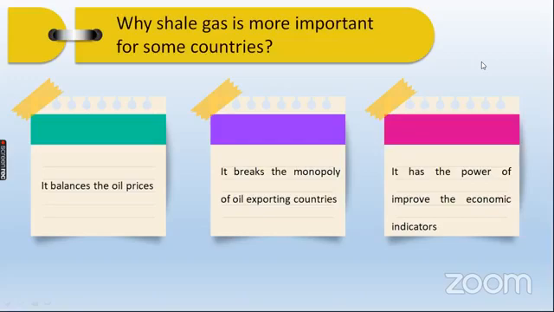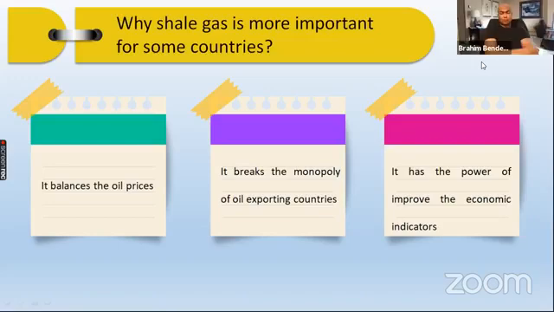And the last benefit, it has the power of improved economic indicators. So according to the Open Government Partnership, it's expected that shale gas production will increase competition and reduce the imported energy dependence in the region, and also it provides 1.7 to 3 trillion euros for the European economy between the years 2020 and 2050.